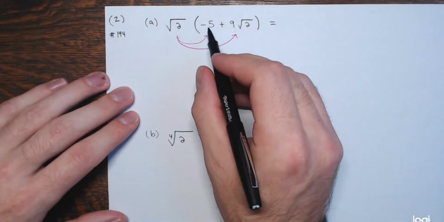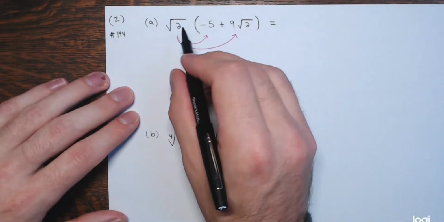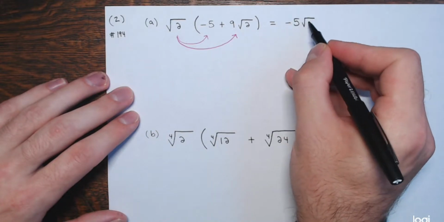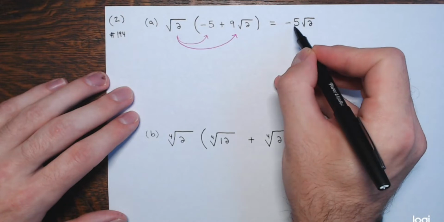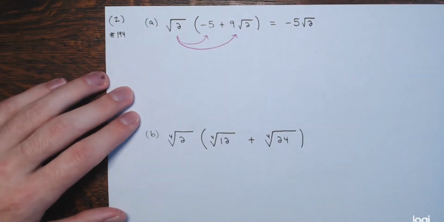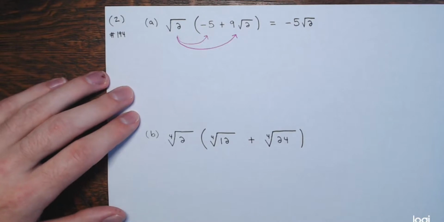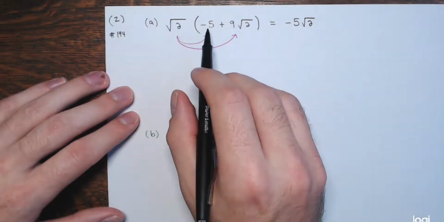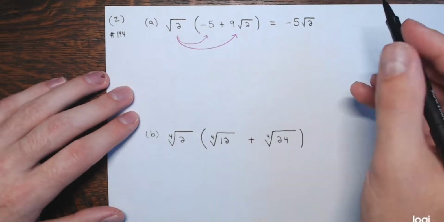Alright, so the first term is just going to be -5 times the square root of 2. You can't really do anything else with that, right? Because one is a radical factor, the other one's non-radical. Don't make that the square root of -10 or negative square root of 10. Those don't go together. One's a square root, one's not. So it's just simply -5 times the square root of 2, the end.